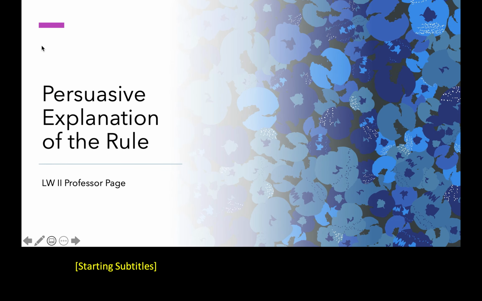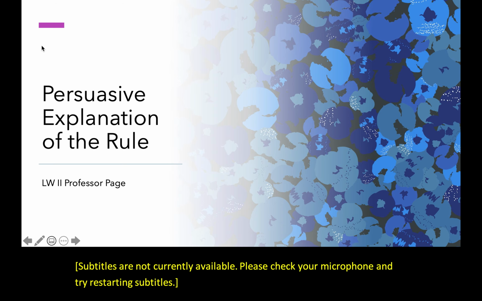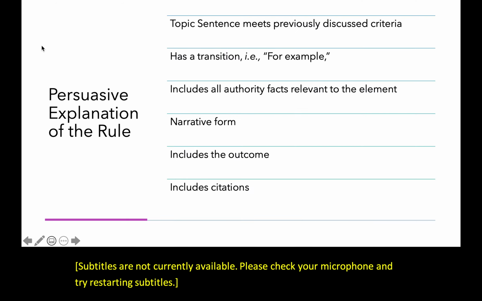Time allowing, we will discuss persuasive explanation of the rule on Wednesday. We'll do an exercise on that if we have time. For now, here are a few things to know about persuasive explanation of the rule. And also, by the way, if you look at that sheet on Twin that we're going to be using, it's going to help you better understand persuasive explanation of the rule.